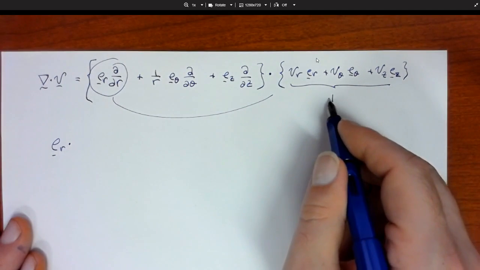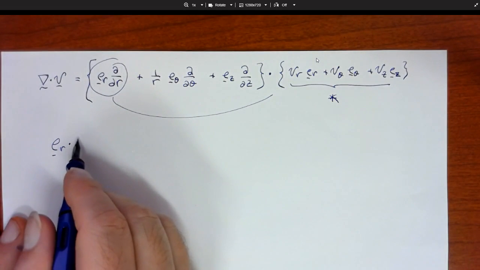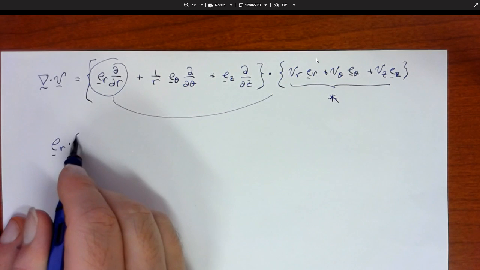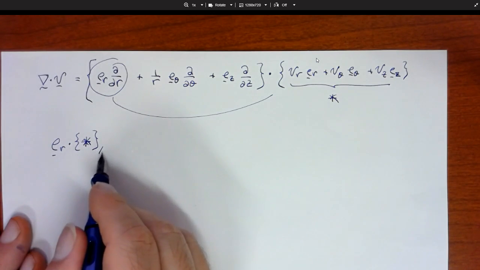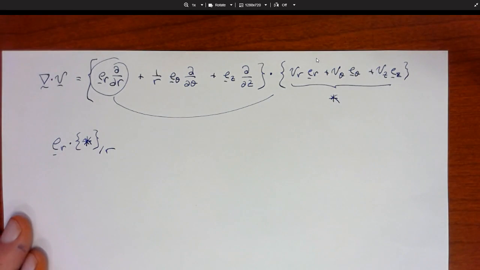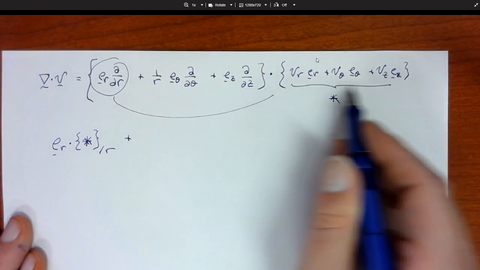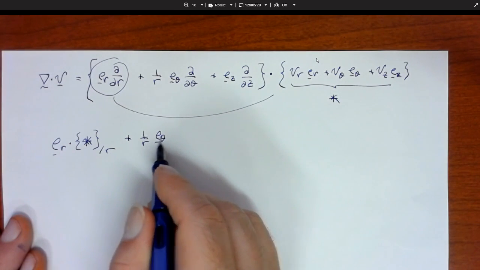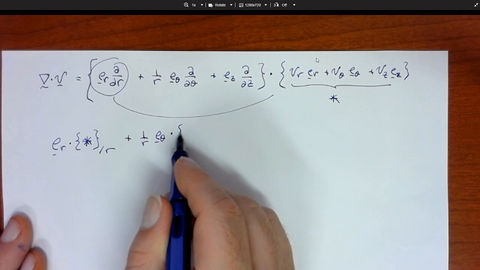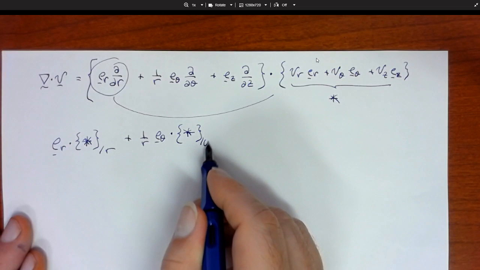I'm going to call this big old star just for now, so I don't have to keep writing it. But this is going to be ER dotted with that star, but I have to take the partial derivative with respect to R of that whole thing. And you can see here, this is where the unit vectors are going to come into play. Plus, then this quantity operating on star: 1 over R, E theta dotted with star, partial derivative with respect to theta.